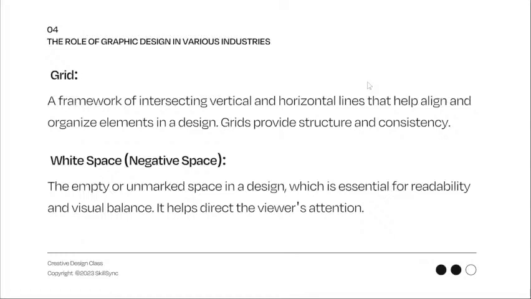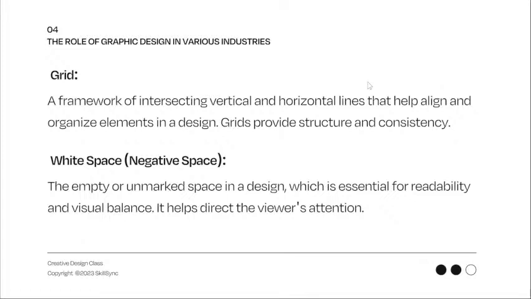Another thing is grid. Grid is just the horizontal lines and the vertical lines that help you align and organize your elements. You remember we talked about alignment in design principles. So the grid helps you align your elements. They are like rulers. They are meant to be used but not to be seen. We don't want to see your grid on your design. Those lines, we don't want to see them. And it provides structure and consistency in your design.